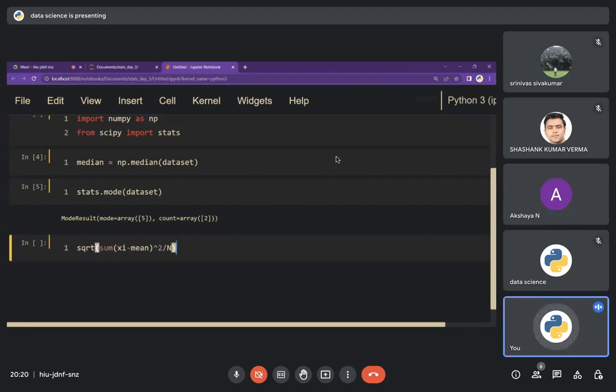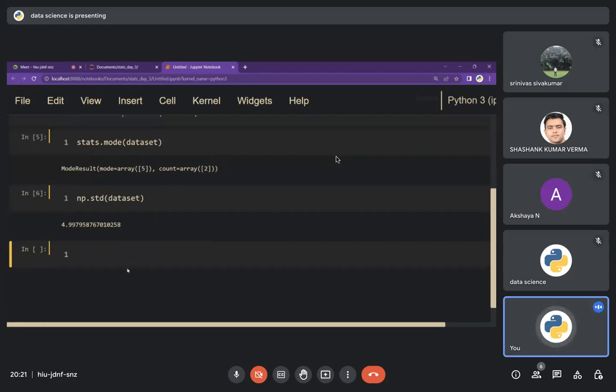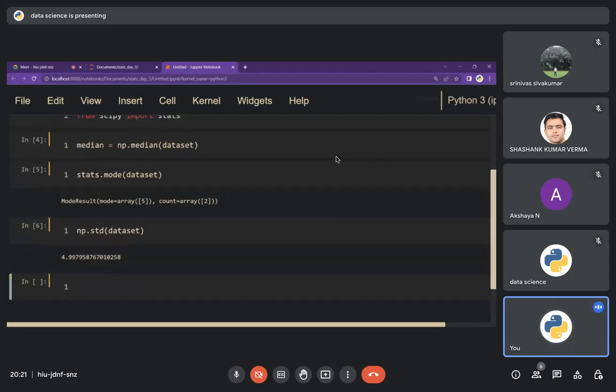This was the formula you have to calculate, but there is an inbuilt function already available which can help you calculate the standard deviation. So I'm going to use that inbuilt function, np.std, standard deviation, and here you can pass your data set and you will get your standard deviation. You don't need to write a complex function in this case. Does it make sense? This is our standard deviation.